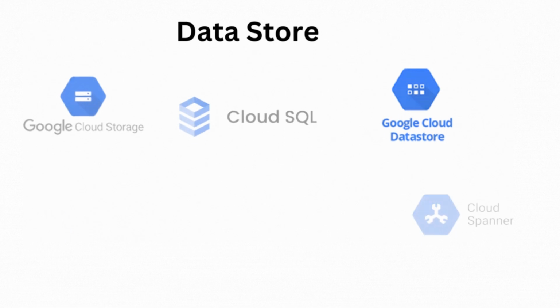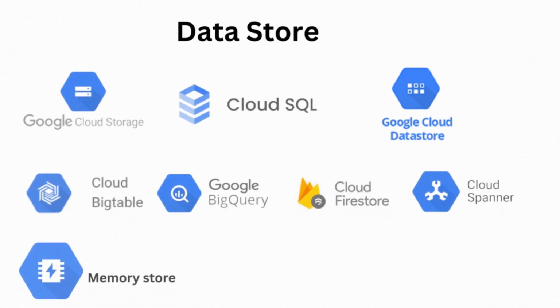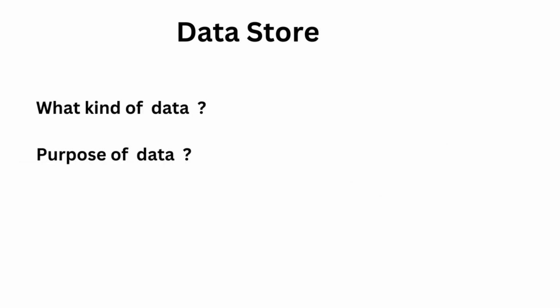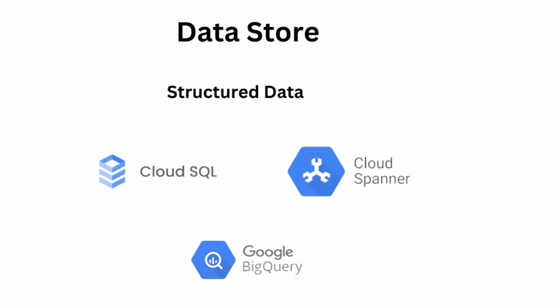Data storage. Once you have your data, you need to save it. GCP provides different services for data storage. They are Cloud Storage, Cloud SQL, Datastore, Cloud Bigtable, BigQuery, Cloud Firestore, Cloud Spanner, Cloud Memorystore. While you are selecting the storage, you have to think about what kind of data you have and also the purpose of the data. For example, if your data is structured data, you can choose Cloud SQL, Cloud Spanner or BigQuery. In structured data, it can be either transactional data or analytical data.